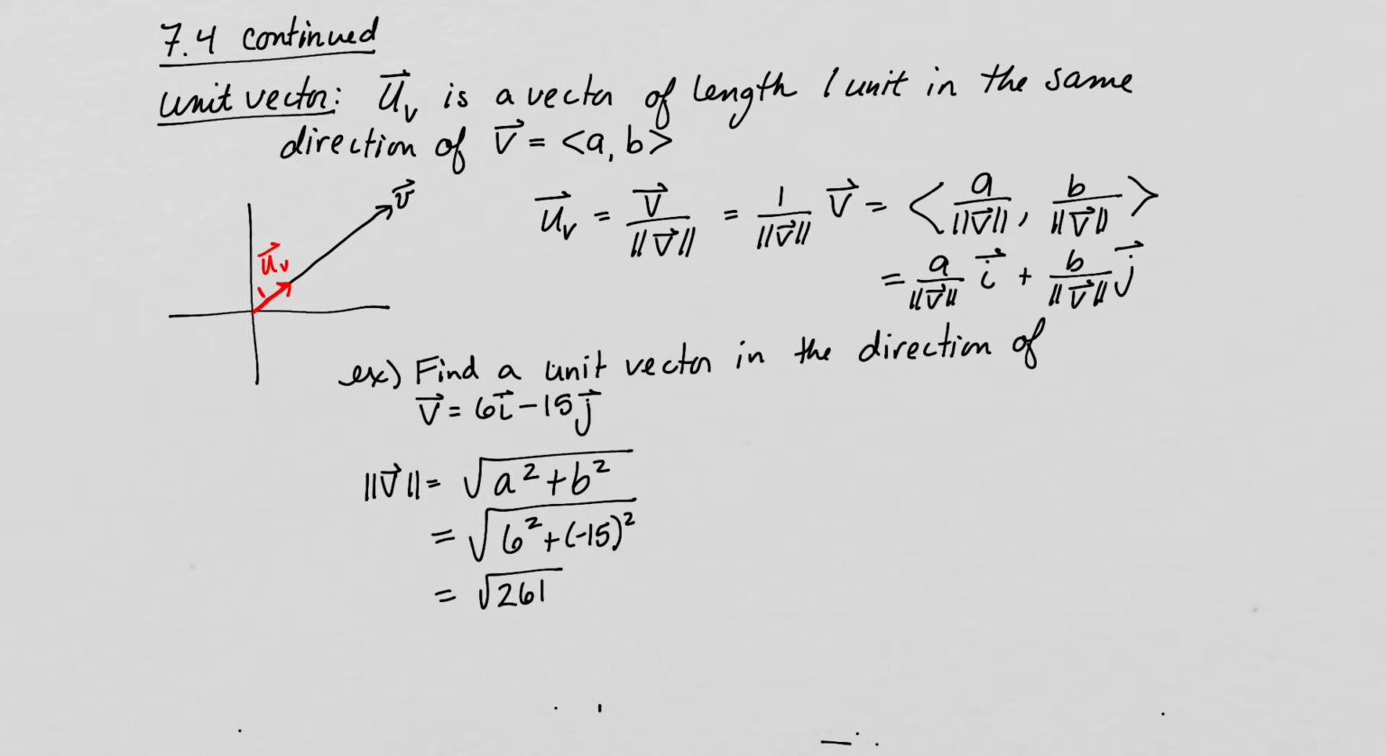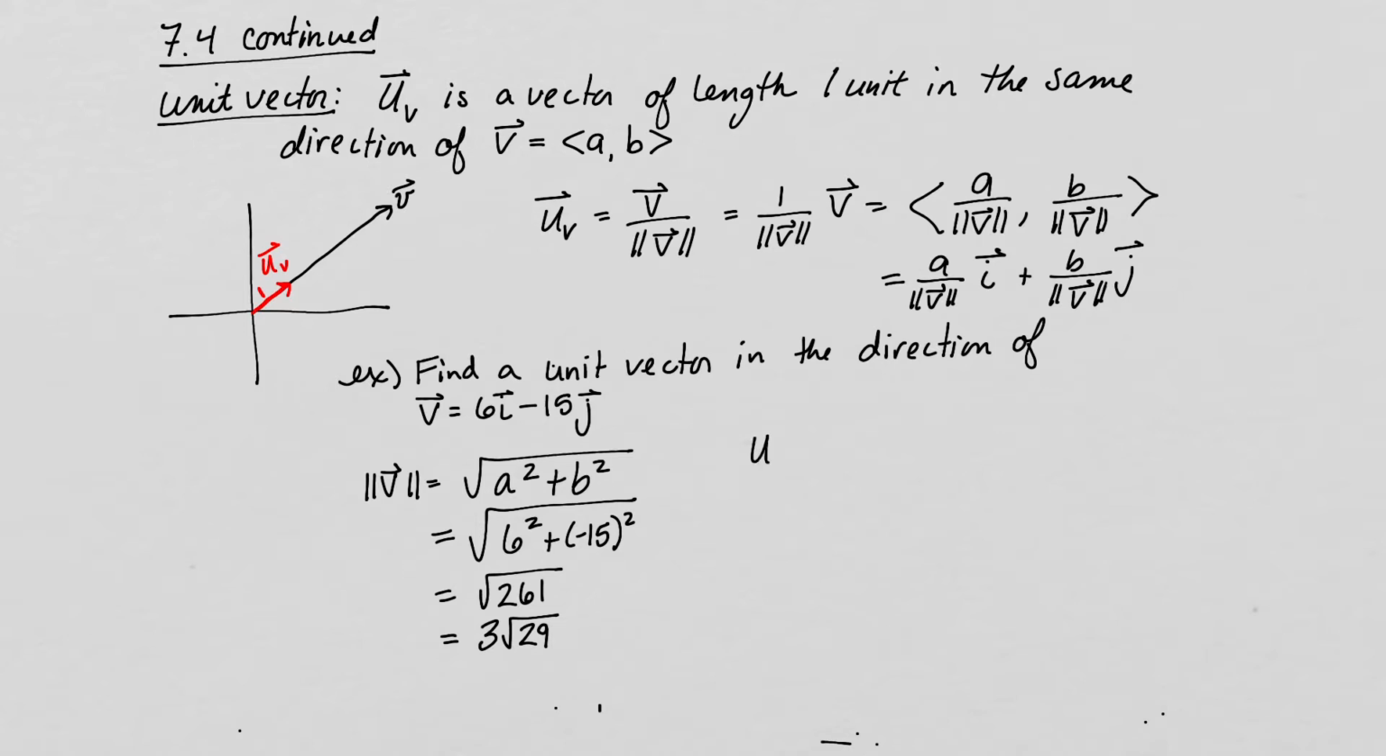And you could leave your answer as the square root of 261. Sometimes things do cancel out, so you might want to simplify that. So I'm actually going to break this down. Rather than the square root of 261, we're going to think of this as 3 square root of 29. 261 is actually 9 times 29. So I could split it up here into the 3 square root of 29.